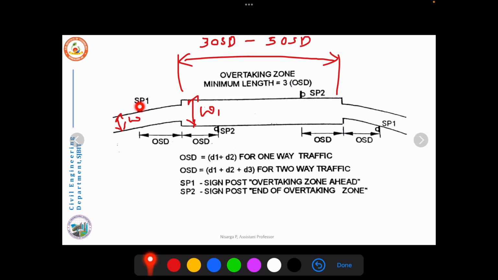Here you can see the suitable signboards are provided, where SP1 on both sides indicates the start of the overtaking zone, whereas SP2 indicates the end of the overtaking zone. Like this, whenever it is not possible to provide the overtaking sight distance, we have to provide overtaking zones at intervals as frequent as possible.